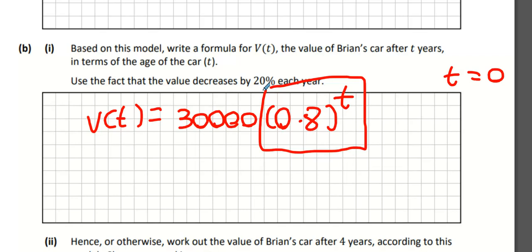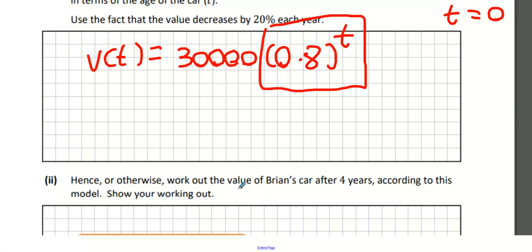One more question. If I was losing 30%, what would this formula look like? 0.7 instead of 0.8. If it was an investment and I was gaining 20% a year, what would it look like? Exactly. It'd be 1.2 and not 0.8, because you're gaining 20, not losing 20. Right, happy with that. Now let's keep going.